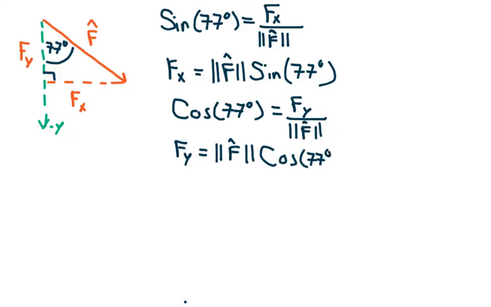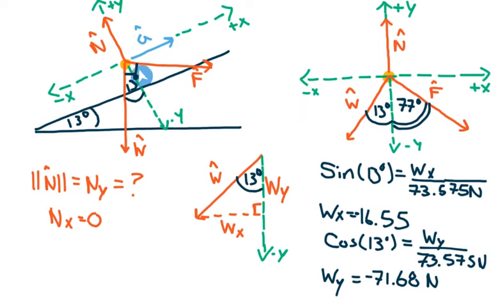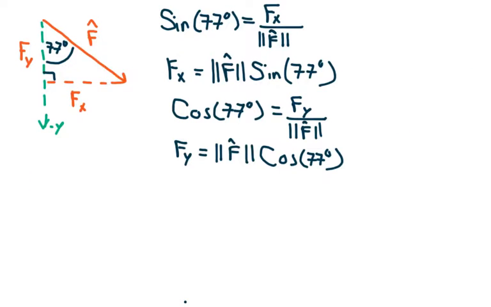Okay, now that we've got our components, I'm just going to check my signs. We know that the force F is in the fourth quadrant, so we have to have a positive x value and a negative y, because we have to go down the positive x-axis and then down the negative y to get to the fourth quadrant. So positive x, that looks good, but my y component needs to have a negative sign out front. Okay, so there we go.